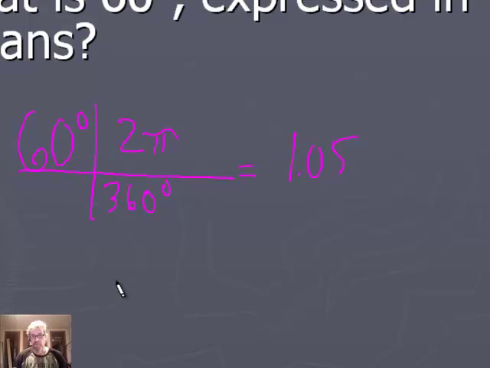You might notice that 2 pi and 360 could be reduced a bit and give us another factor, and that would be pi over 180 degrees. So you could solve with that conversion factor as well.